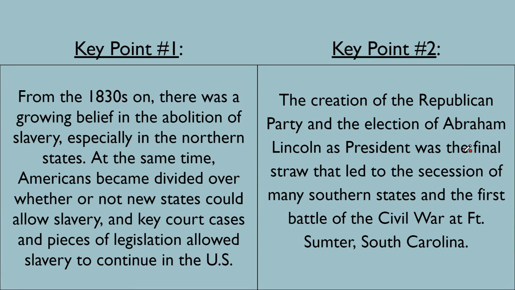So, quickly review our key points. Key point number one, from the 1830s onwards, there was this growing belief in the abolition of slavery, especially in the North. At the same time, Americans were becoming more and more divided over whether new states could allow slavery or not. Key point number two, the creation of the Republican Party as this sort of anti slavery party and the election of Abraham Lincoln in 1860 as president were the final straws that led to the secession of many southern states, 11 in total. And that led to the first battle, the first shots fired in the Civil War at Fort Sumter, South Carolina.